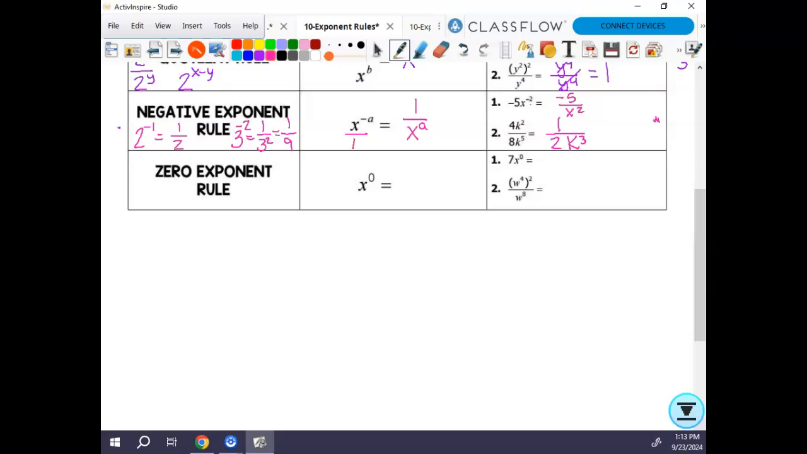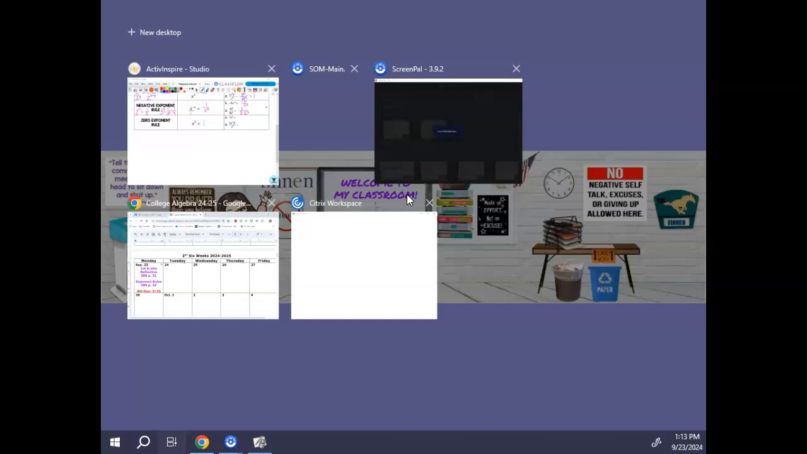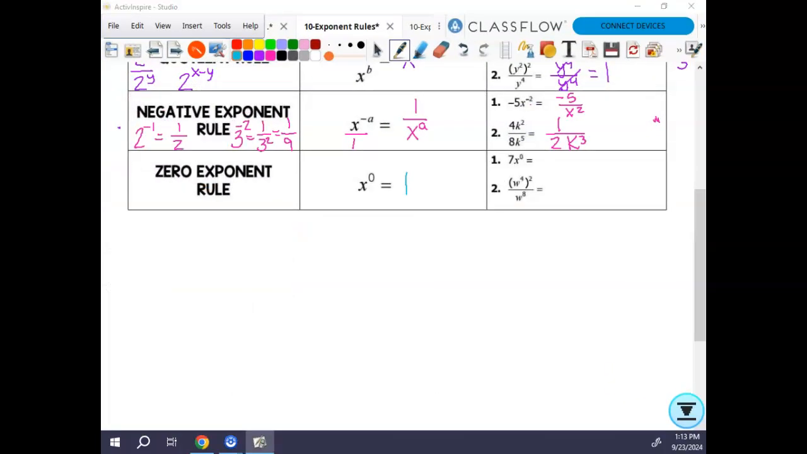Anything to the 0 power is what? 1. Okay, it's 1. So if I have 57 to the 0 power, what is that? 1. 7 times x to the 0 power, is my answer 1? No. This actually gives me 7 times 1, which is just 7, which you can leave off the times 1 part. But the 0 isn't on the 7, it's only on the x.